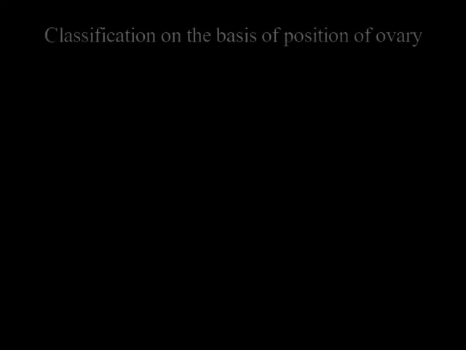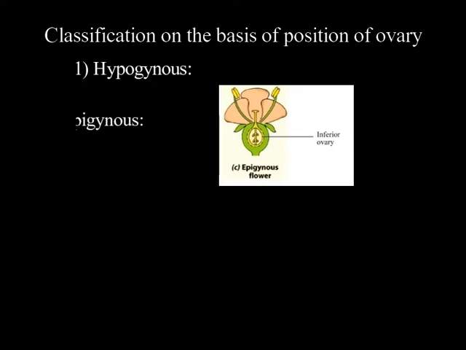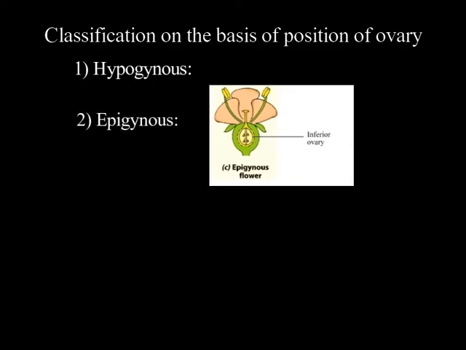Flowers are also classified into 3 types on the basis of the position of the ovary with respect to other floral whorls. First, hypogynous flowers: the ovary is at the top while all other floral whorls are situated below it, that is the ovary is superior. For example, China rose, brinjal and mustard. Second, epigynous flowers: the ovary is situated at the bottom while all other floral whorls are situated above the ovary, that is the ovary is inferior.